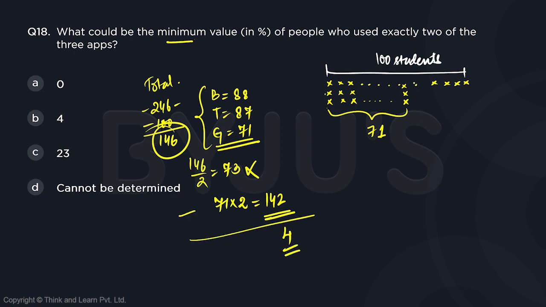Those 4 more chocolates, unfortunately, the only way we can distribute is by giving 1 to the next 4 kids, because we can't distribute 2 more. They already have 1. So the only way we can give them is by giving them 1 each. Right? So there are going to be exactly 4 kids minimum who will have exactly 2 out of 3. Now, since this is in percentage, 4 out of 100 students, that will result in 4%. So the answer is going to be option B.